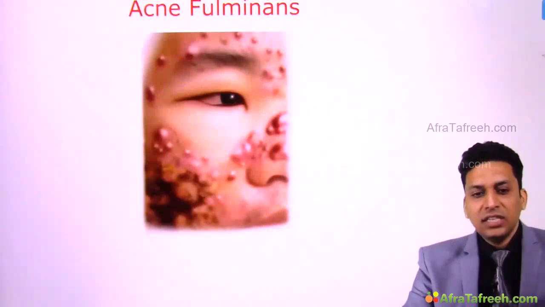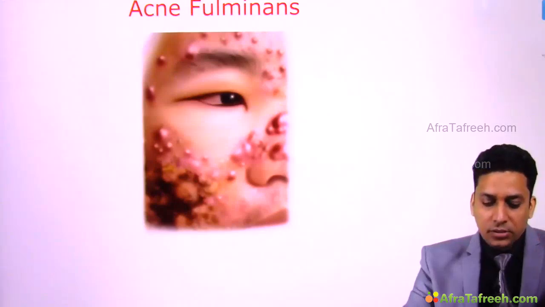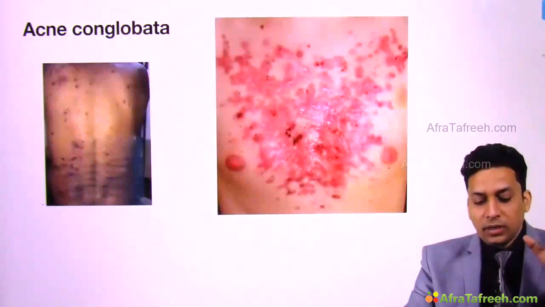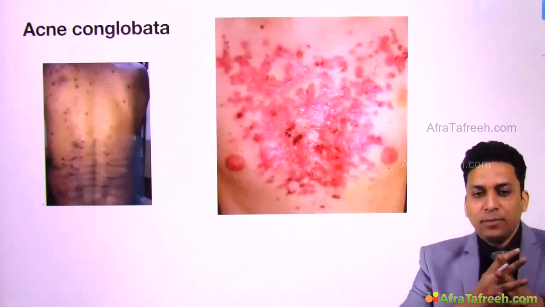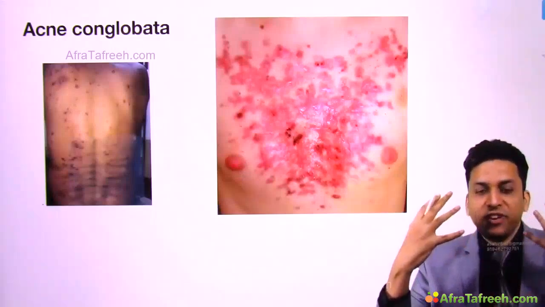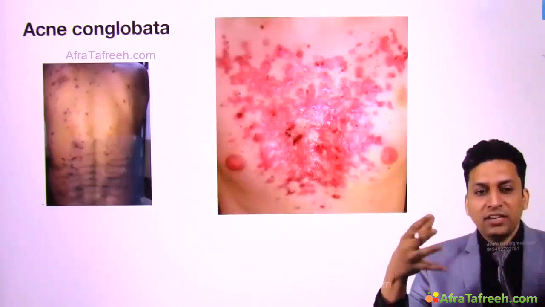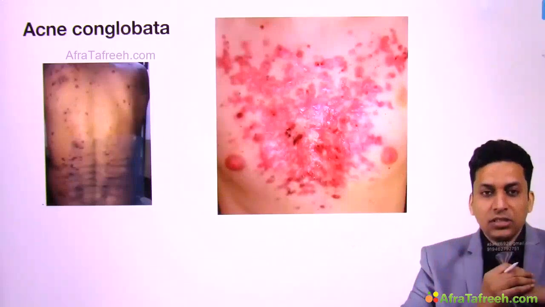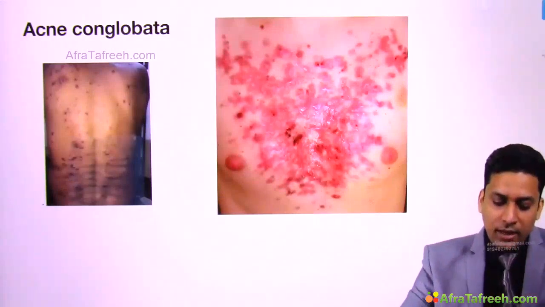Acne fulminans, you can see this is again a severe type of acne, and this is usually associated with systemic features. This is acne conglobata. Acne conglobata is the most severe type of acne, and you can see that there is grouping of the lesions, and not only the face but other body sites are also involved, like trunk, back, extremities. So this is the most severe type of acne.